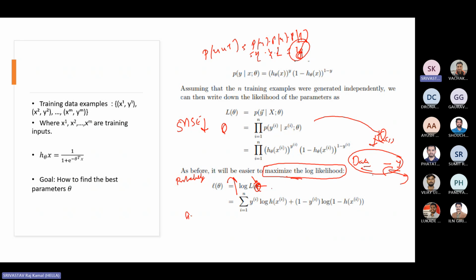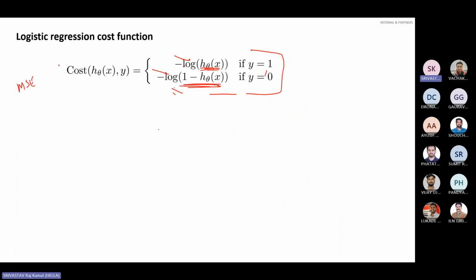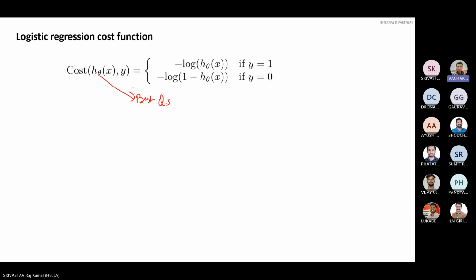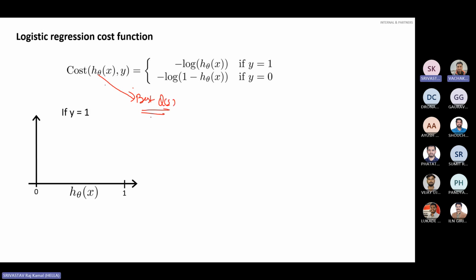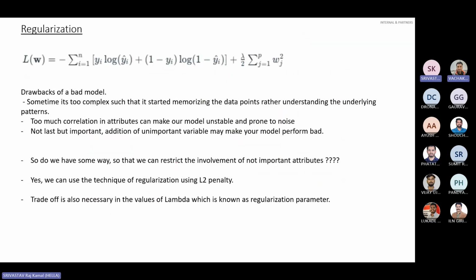But as I mentioned, gradient descent works with minimization. So maximizing L theta is the same as minimizing minus L theta. So if this is how we formulate our problem, this whole term boils down to this term: minimize this cost function. While doing so, you will reach the best thetas. So this is a logistic equation.